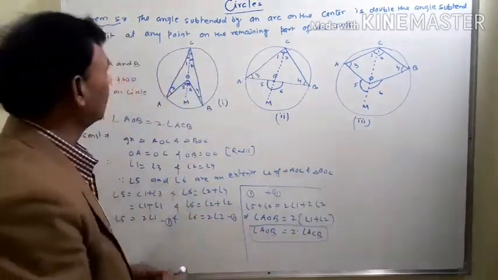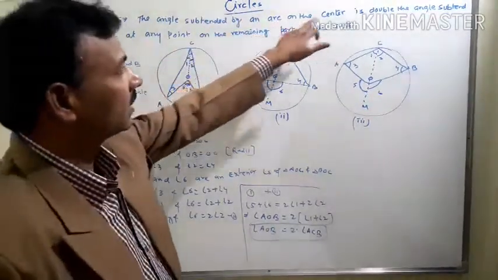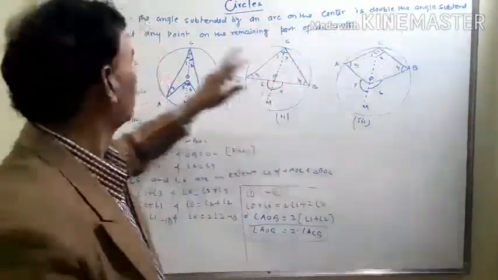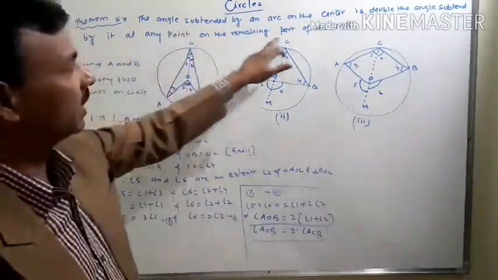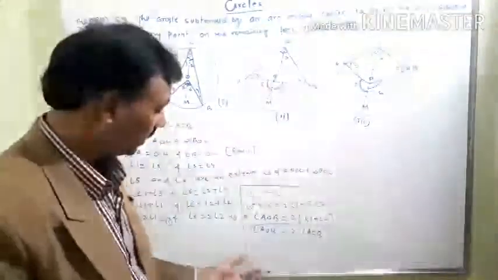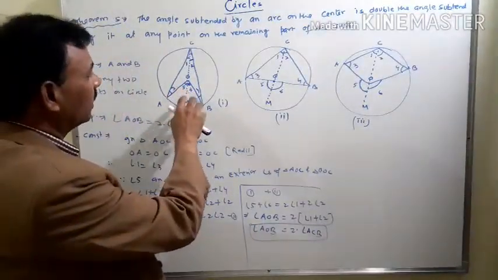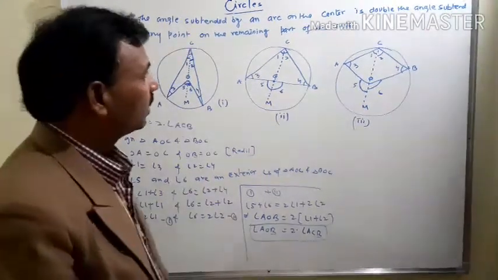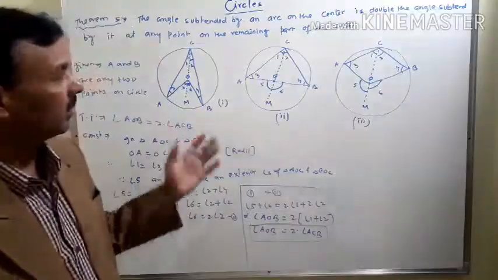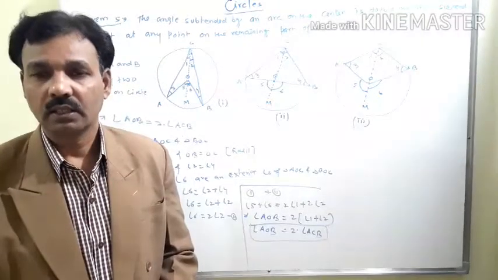That means we can say that the angle subtended by an arc on the center is double the angle subtended by it at any point on the remaining part of the circle. That means the angle at the center is twice the angle at the circumference. Thus, this theorem has been proved. Now in the next video, we will take the next theorem.